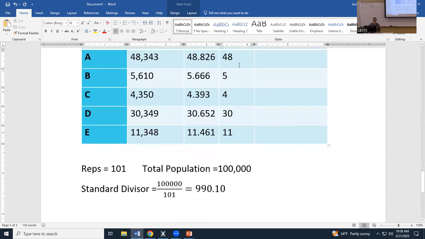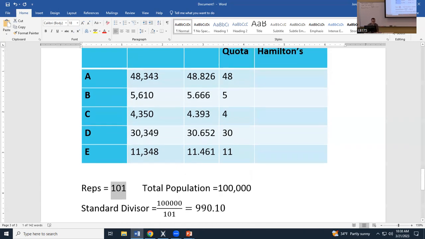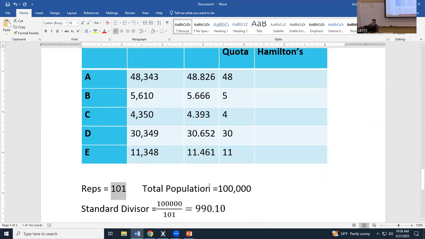Now that we've added those up, the lower quotas account for 98 representatives. So we need to add 3 to reach 101. Everybody okay with that? Remember, we wanted 101 representatives. We have 98, so we need to add 3 of them. So we take the biggest decimals.